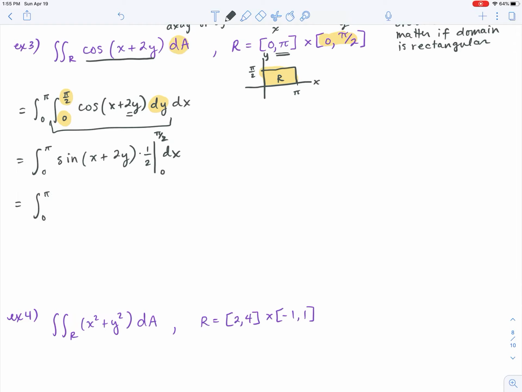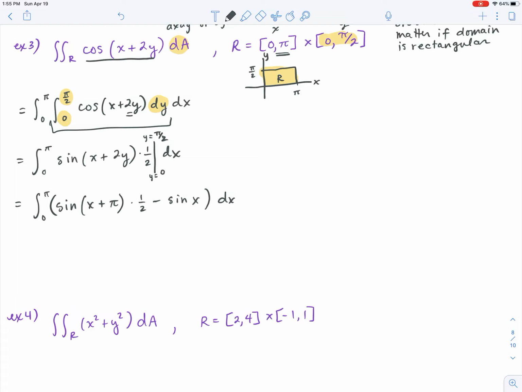So I've got the integral from 0 to pi. Now, you have to be a little bit careful here because you have two variables. These are y values. This is y equals pi over 2 and y equals 0. So I'm going to put in sine of x plus 2 times pi over 2. So that's x plus pi. Times 1/2. I forgot about my 1/2, but I'm going to go ahead and put the 1/2 here. And then we're going to have minus sine of x plus 0. So just x. And then this will need a dx.